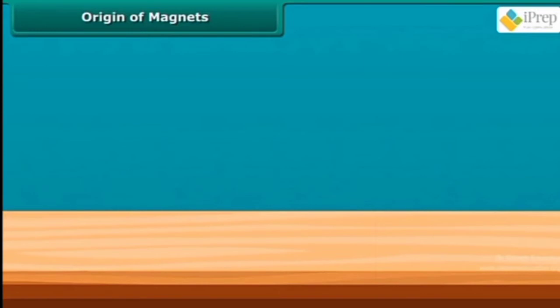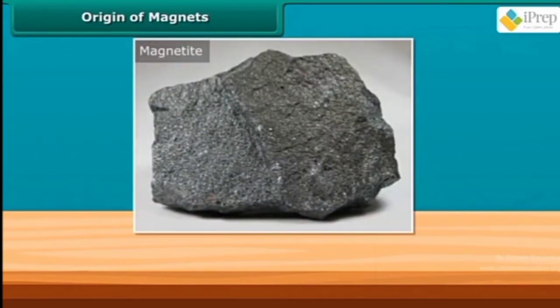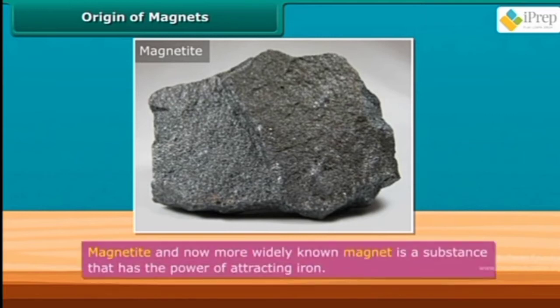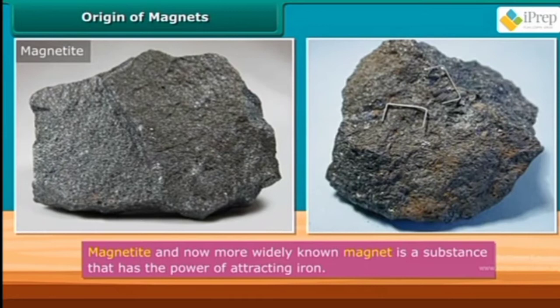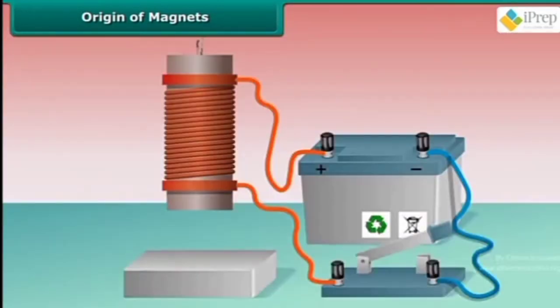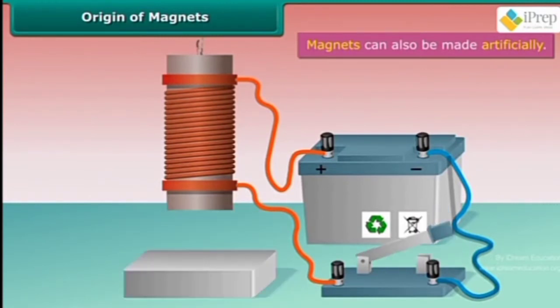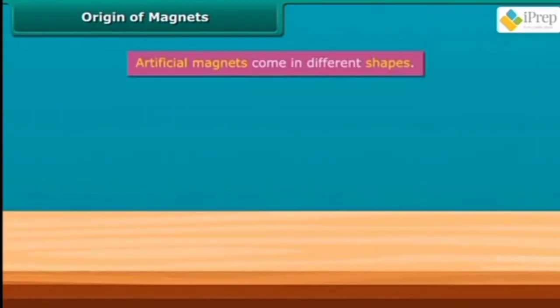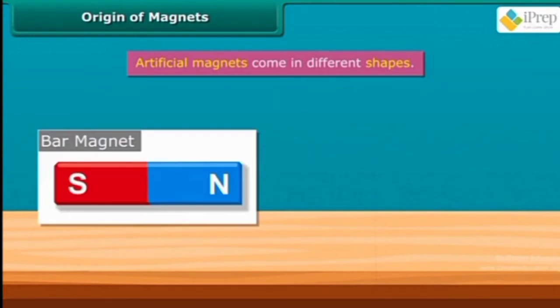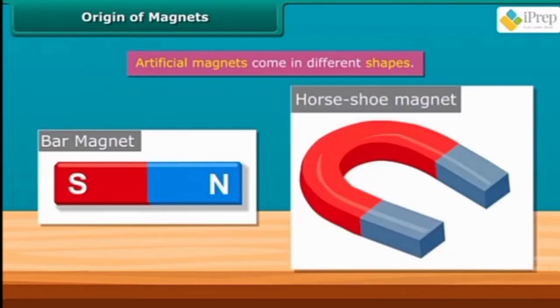Magnets. Magnetite is a natural magnet and contains iron. In the later days, this was more widely known as a magnet. A magnet is a substance that has the power of attracting iron. Magnets can also be made artificially. However, the process of making artificial magnets is a recent discovery. Artificial magnets come in different shapes, for example, bar magnet, horseshoe magnet, etc.